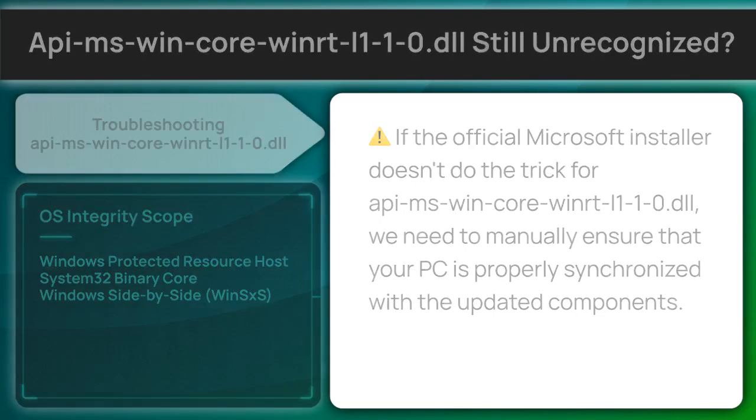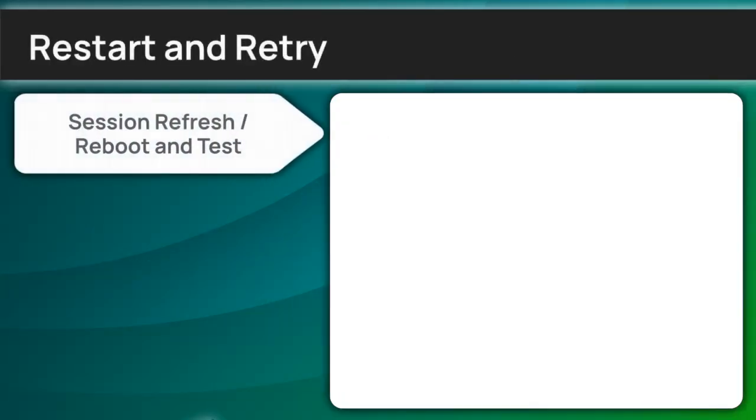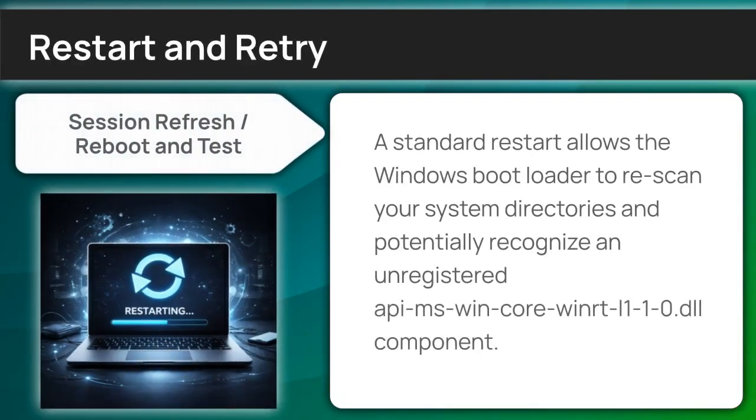A system reboot is a reliable way to clear away zombie processes that might be interfering with Win-core-winrt library. It's a low-impact step that ensures your operating system is starting with a synchronized environment.